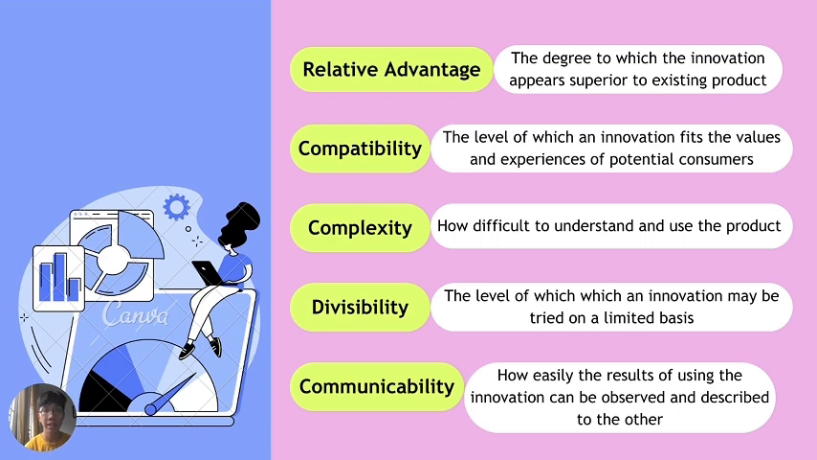Complexity is how difficult the product is to use and understand. Divisibility is the degree to which an innovation may be tried on a limited basis. For example, you wouldn't buy an expensive, innovative new car if you don't have any opportunity to test it before. The last one is communicability, which is how easily the results of using the innovation can be observed and described to others.